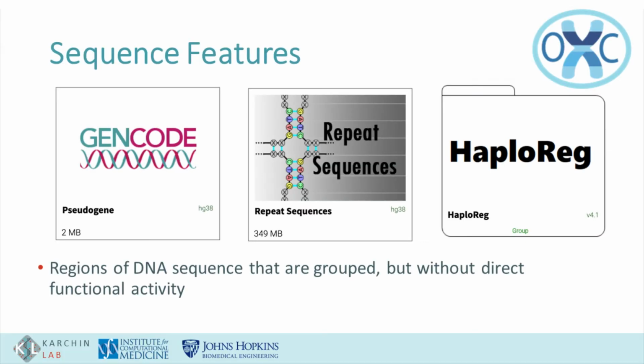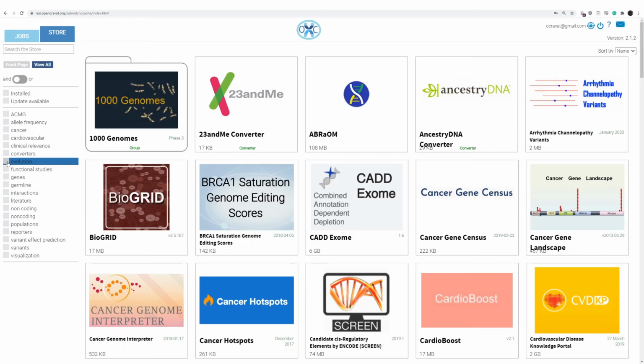These are the annotators related to sequence properties. These properties include the identification of pseudogene and repeat sequences, and annotations of haplotype blocks. Variants within pseudogenes or insertion-deletion variants in repeat regions may be less likely to be clinically relevant, or variants within the same haplotype block tend to be inherited together.